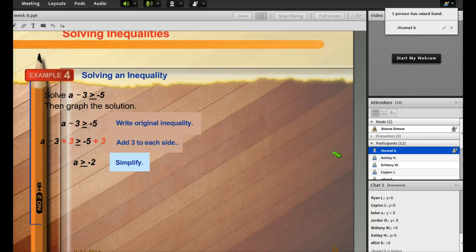All right, which way am I going to go? Am I going to go to the left or to the right of -2? To the right. I'm going to go to the bigger numbers.